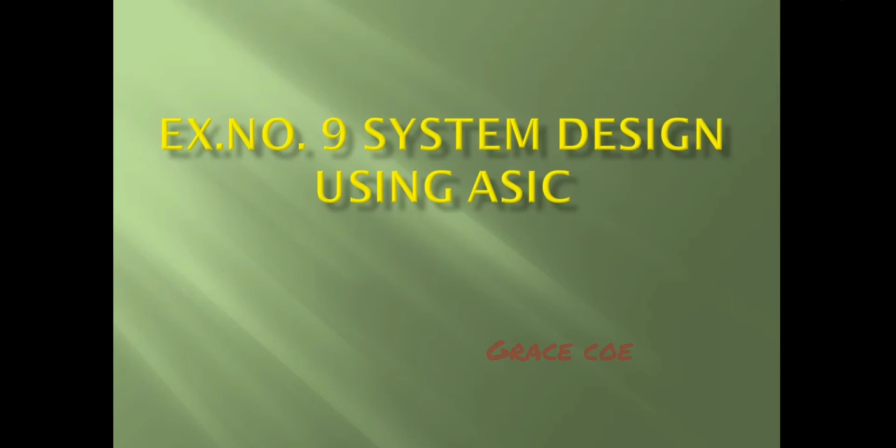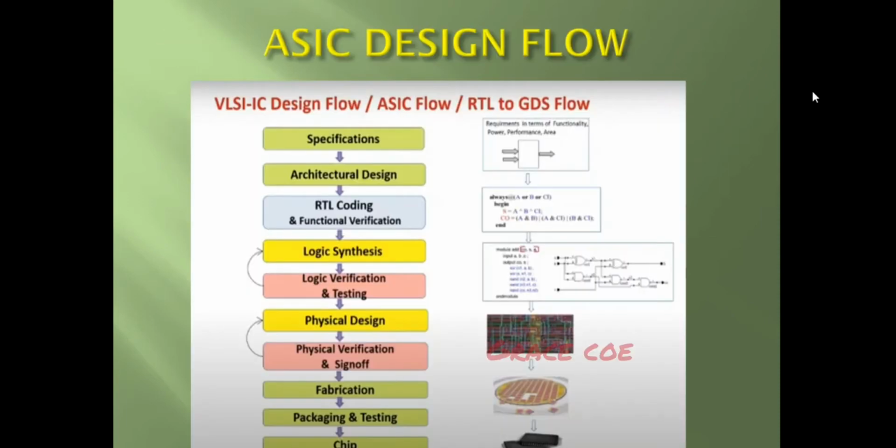In this video, we'll see the system design using ASIC. So the ASIC is an application-specific integrated circuit which is customized for a particular use rather than intended for general purpose. These ASIC chips are typically fabricated using metal oxide semiconductor, that is MOS technology, as MOS integrated circuit chips. This diagram shows the ASIC design flow.